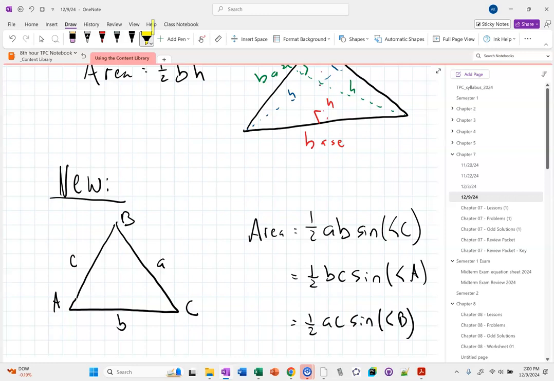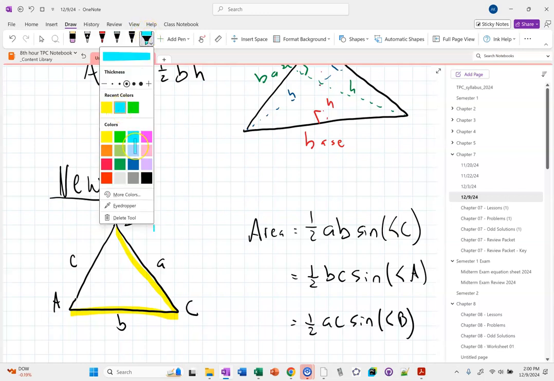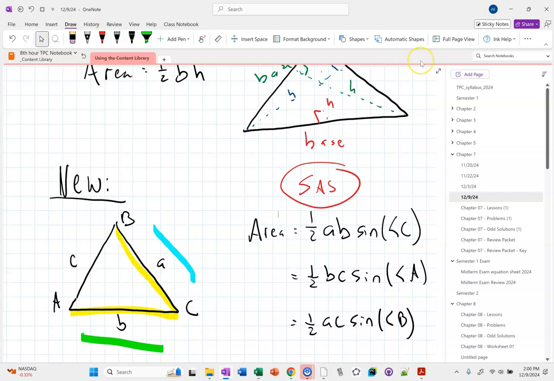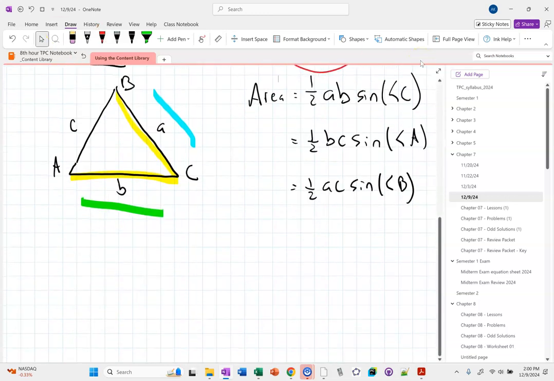If I look at the first one, I need angle C, I need side A, and I need side B. What type of triangle are we looking at here? It's a side angle side triangle. So if I have a side angle side, I can just use one of these formulas to compute the area. So let's do a numeric example here.